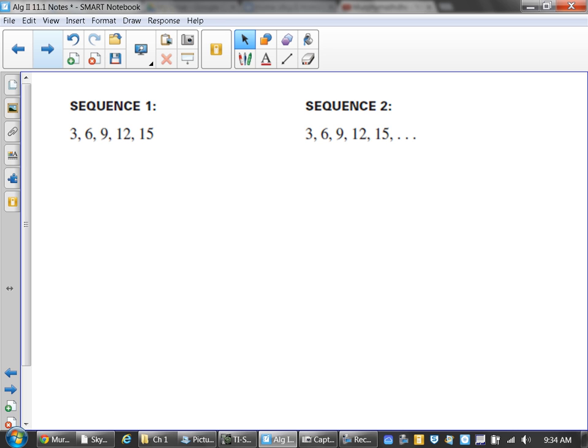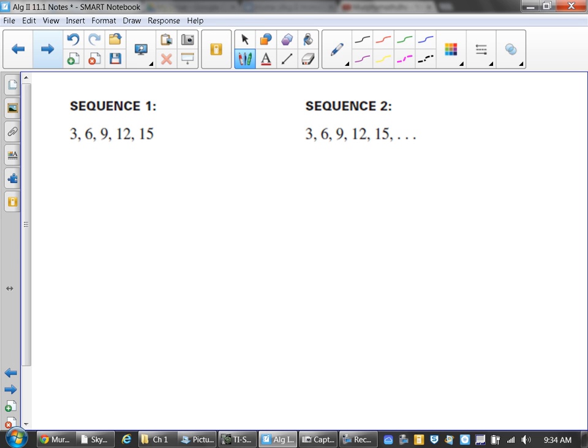So here's what we have. I have 2 sequences up there. What is the difference? One continues on and on and on. The other one stops, correct? Everybody agree on that? When something continues on and on in math, what do we call that? Infinite. It's continuous. Yes, it's infinite.